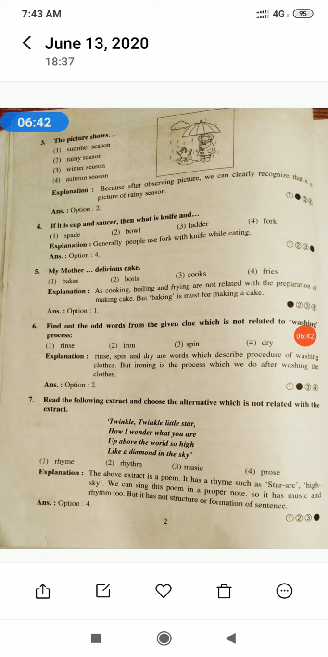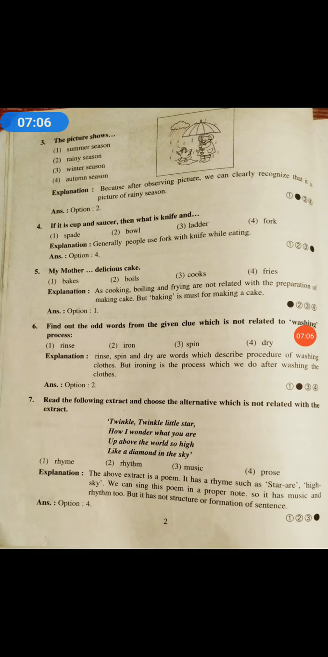See, the options are rhyme, rhythm, music, prose. The above extract is a poem. You know that this is a poem. It has a rhyme, such as star, are. If you have seen, in those four lines there is a rhyme scheme: star, are, high, sky.